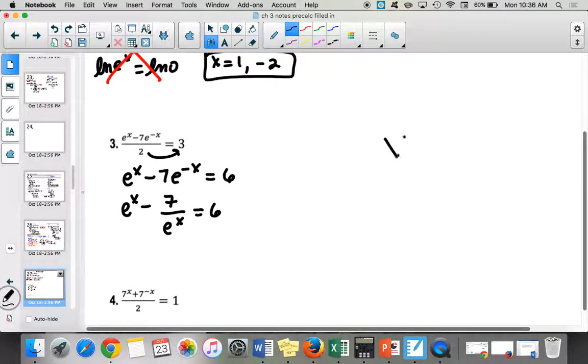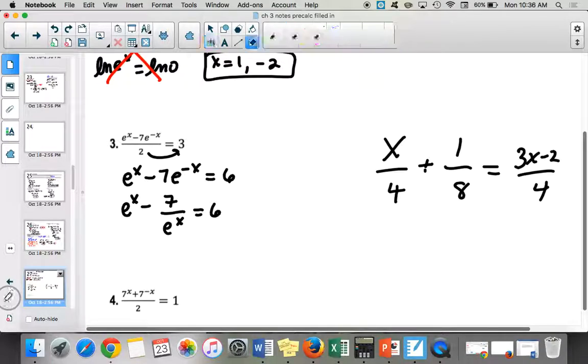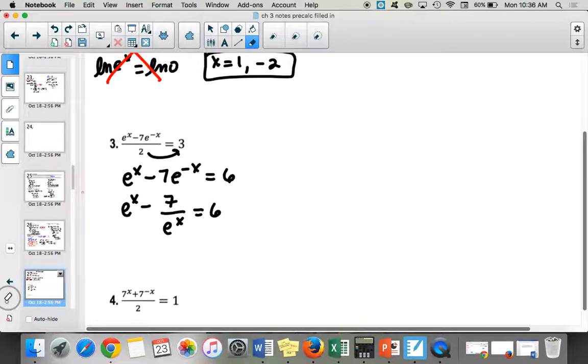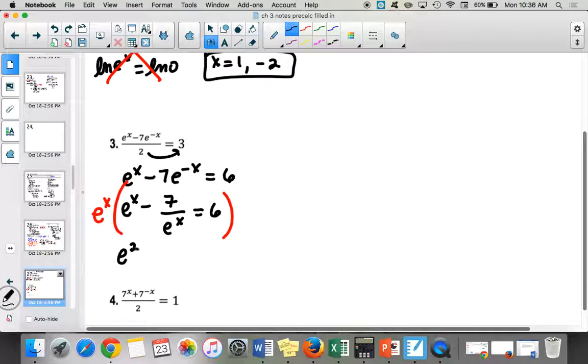What would you guys do if I gave you an equation like x over 4 plus 1 over 8 equals 3x minus 2 over 4? What would you do? Yeah, you'd multiply through with that least common denominator to clear the fractions. Can we do the same thing here? What's our least common denominator? E to the x. So I'm going to multiply everything through by e to the x. When I do, I get e to the 2x minus 7. Oh, yeah, it does work. Yay, my original problem did work. I was overthinking it. Equals 6 e to the x.